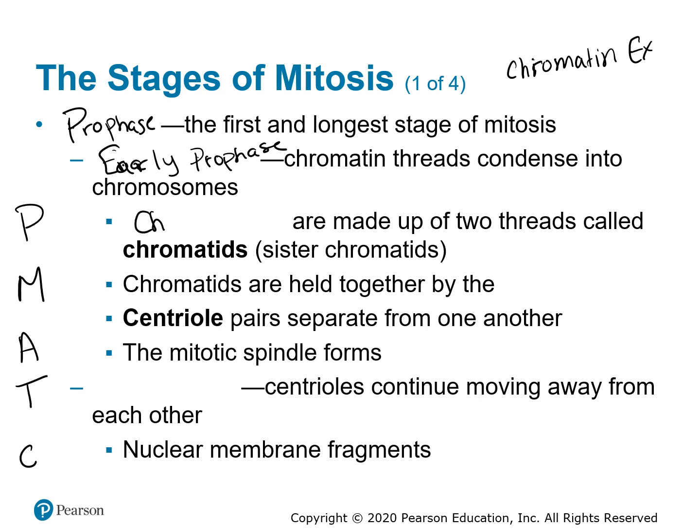Those chromosomes are made up of two threads called chromatids. They're usually sister chromatids, right? That's that kind of X-like thing that we look at when we're talking about DNA. One is a chromatid, one is a chromatid. The chromatids are held together by a centriole.